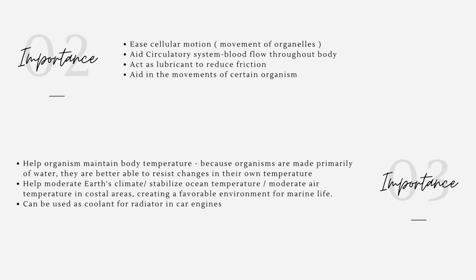Next, for the high specific heat capacity, it is important to help organisms maintain their body temperature. Because organisms are made primarily of water, they are better able to resist changes in their own temperature. And it can also help moderate Earth's climate, stabilize ocean temperature, moderate air temperatures in coastal areas, and also create a favorable environment for marine life. And it can be used as a coolant for radiators in car engines, which we usually use in air conditioners.